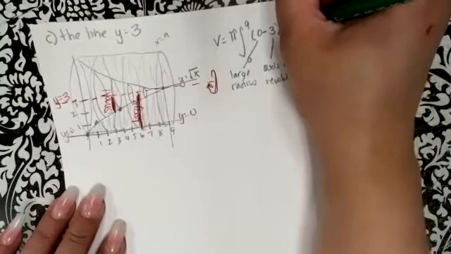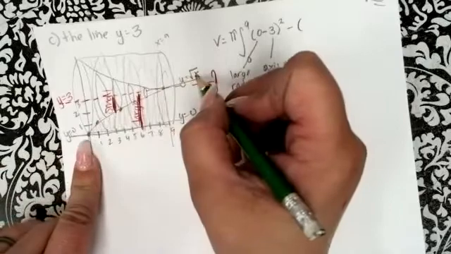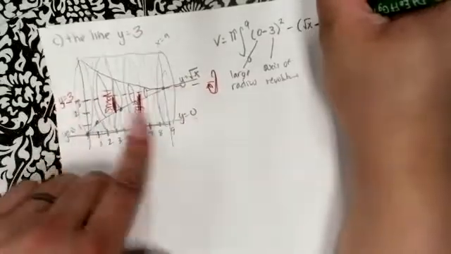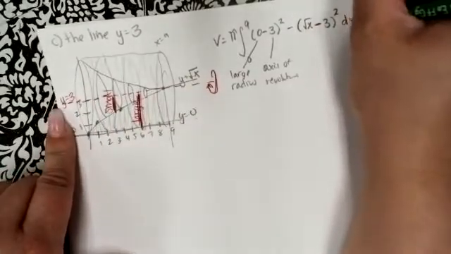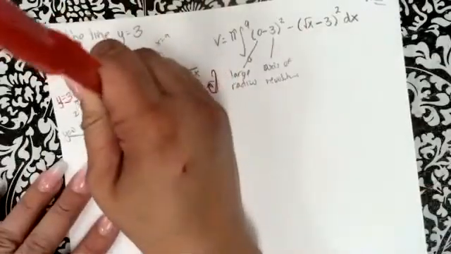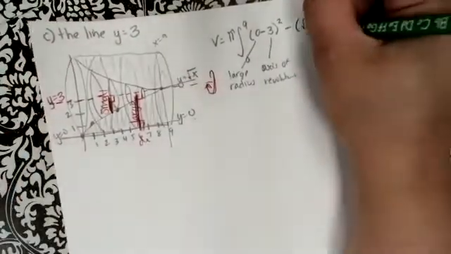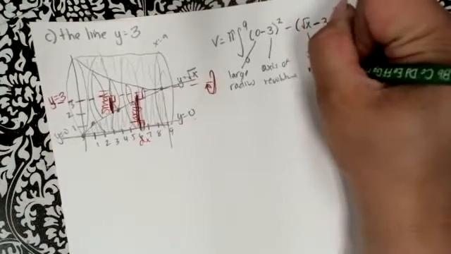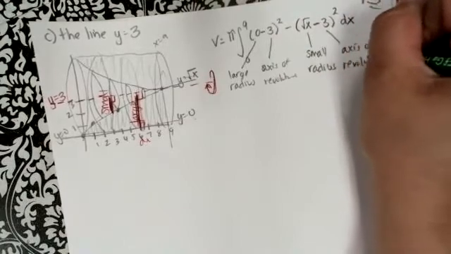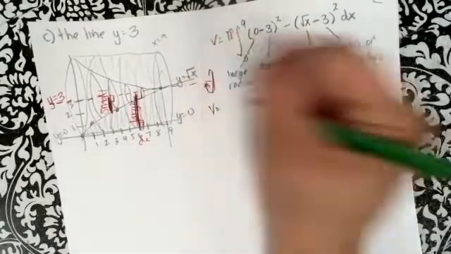Next, minus. Now the small radius is right here, and that's the graph of square root of x. Minus axis of revolution is 3. And this is a dx problem. It's perpendicular to the axis of revolution. The perpendicular is up here. So now let's go ahead and simplify that.